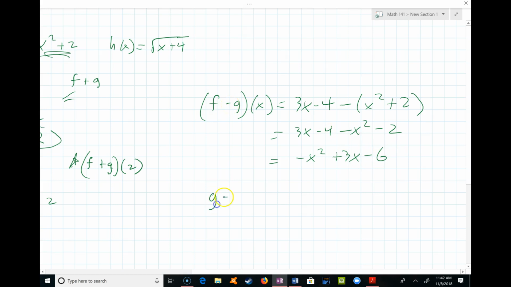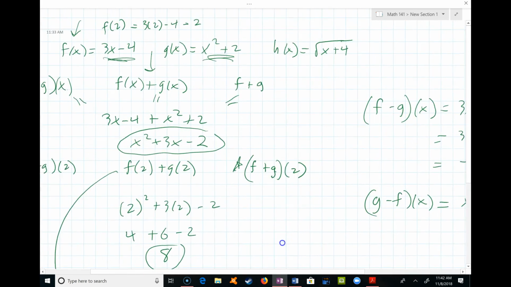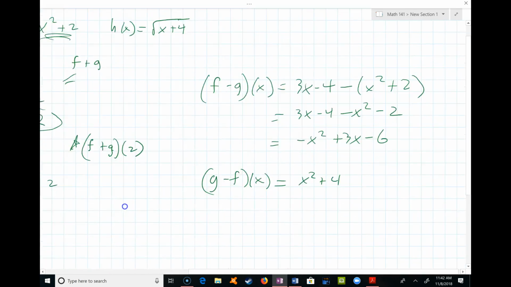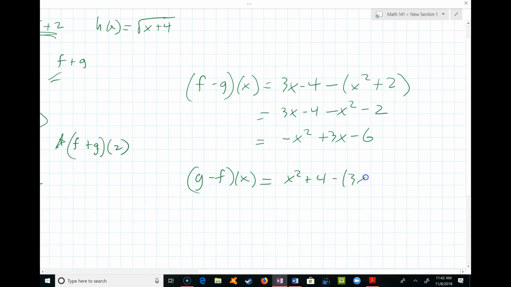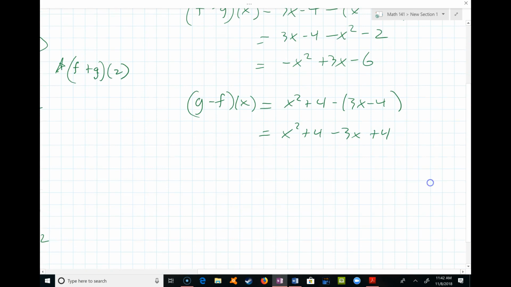And I could go the other way too, g minus f of x. So that means I'm going to do x squared plus 4, and I'm going to subtract f this time. So that means I'm subtracting 3x minus 4. So if I distribute that negative sign, that'd be x squared plus 4 minus 3x plus 4. And that, of course, gives me x squared minus 3x plus 8.